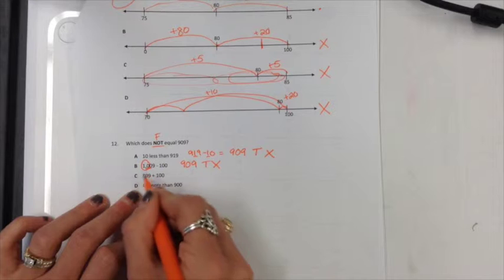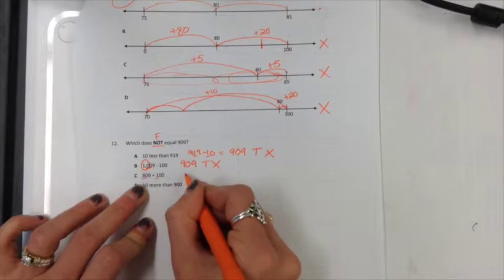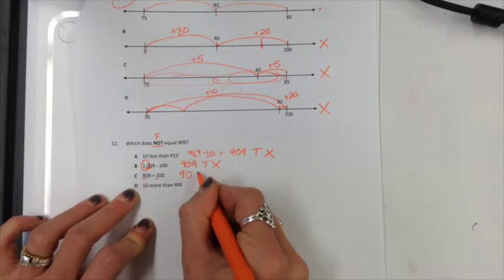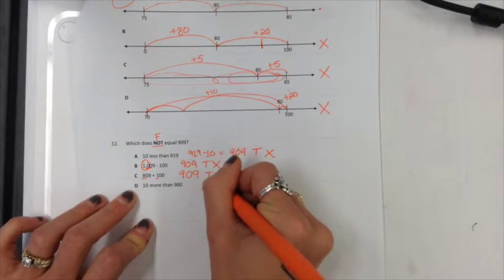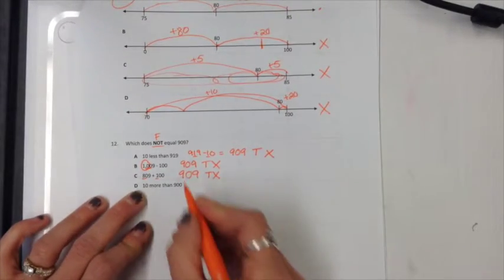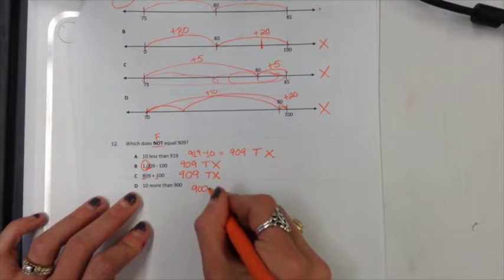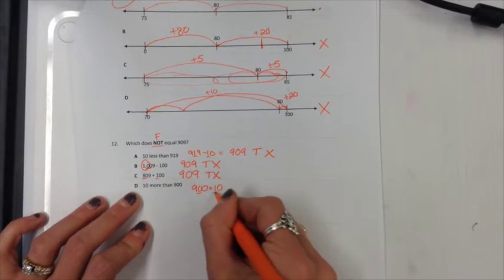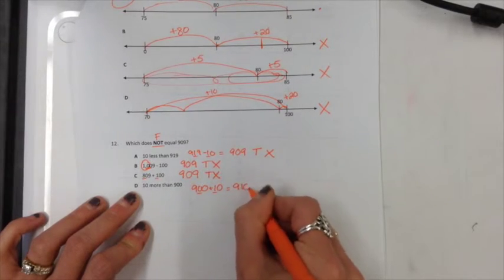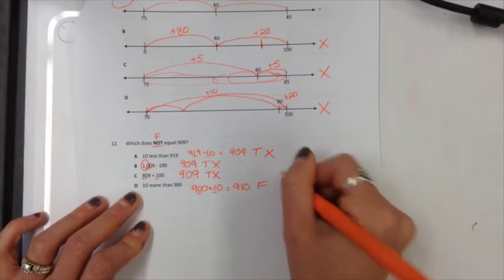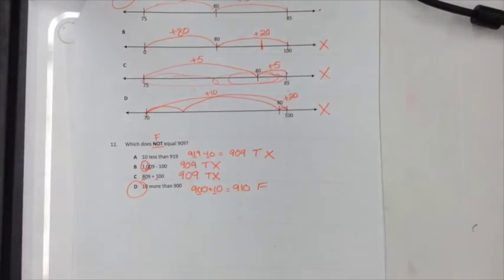C, 809 plus 100. I'm changing my hundreds place. 8 plus 1 is 9. I didn't change the tens or the ones. That's also true, but it's not our answer. Let's check D. 10 more than 900. That means 900 plus 10. I'm changing just the tens place. 910. That is not 909. So D is our answer.